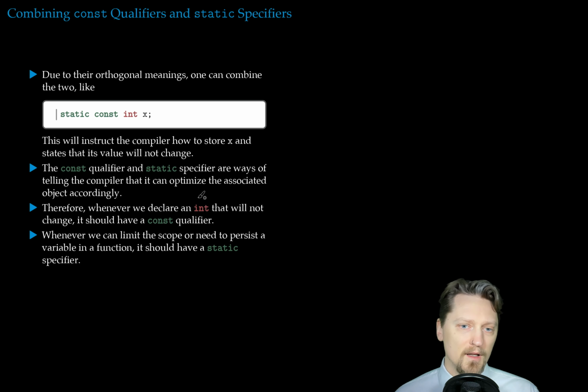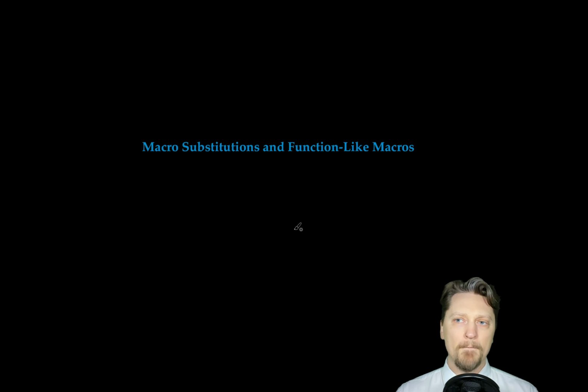Therefore, whenever we declare an int that will not change, it should have a const qualifier. Whenever we can limit the scope or need to persist a variable in a function, we should have a static specifier. Macro substitutions and function-like macros.